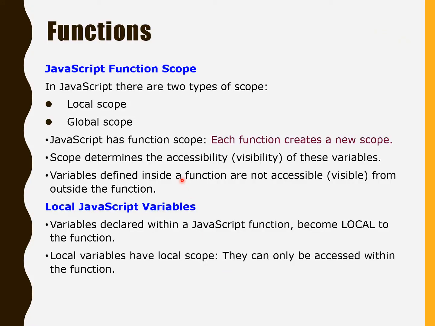Now we can see JavaScript function scope. In JavaScript, there are two types of scope, local scope and global scope. JavaScript has function scope, and each function creates a new scope. We know that scope means the visibility or accessibility of variables. We normally have two types of variables, local variables and global variables.